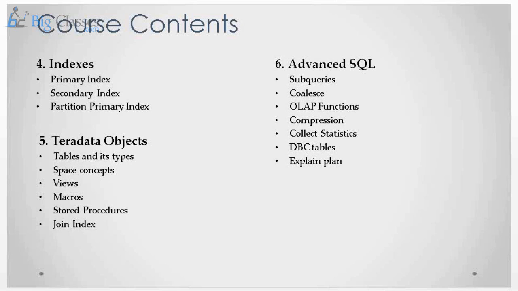Whatever table you create, based on the volume of data or how you access the data, you will define one of these indexes. But the primary index is mandatory, while the secondary index, partition primary index, and join index are optional. We add those indexes to improve the performance.